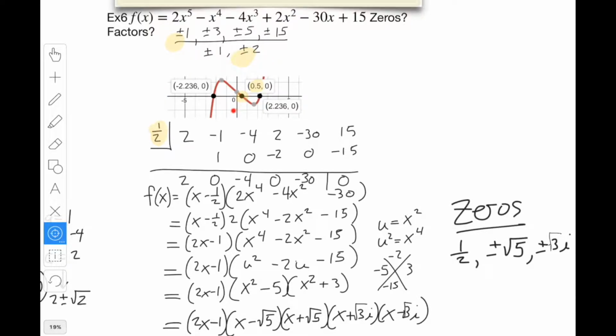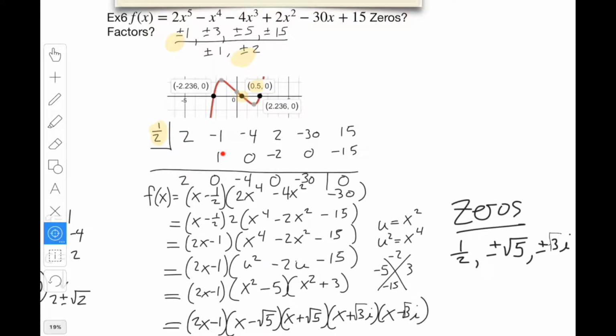I also graph it, and I see 3 different zeros. I'm going to expect 5 of them, but I only see 3. And only one of them is going to be rational, and that's 1/2. Good. Well, I expected 1/2 to be a possibility, and here it is. So I'm going to take all those coefficients and divide out 1/2 as the 0.